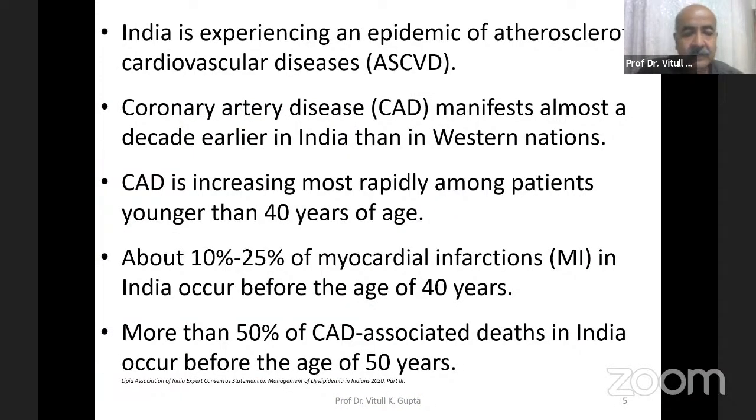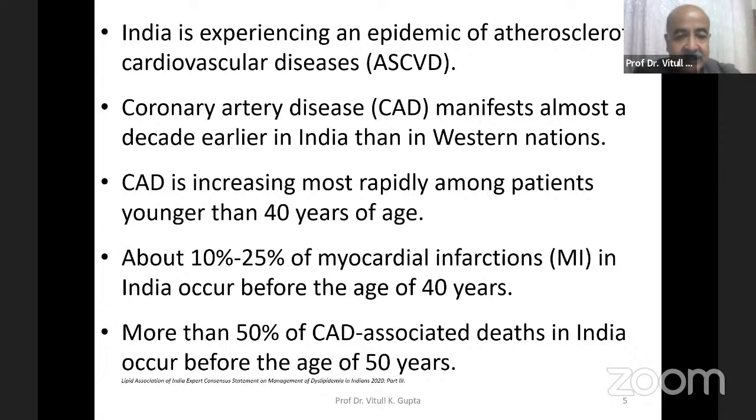Coming on to the topic, I will be basically talking about Indian guidelines as well as the Indian scenario. India is experiencing an epidemic of atherosclerotic cardiovascular disease. Coronary artery disease manifests almost a decade earlier in India than in Western countries. That is why we are not talking about Western guidelines, because they are different in the Indian scenario.